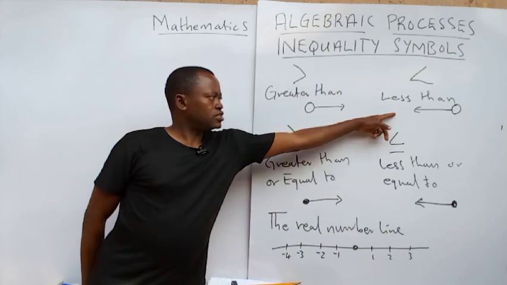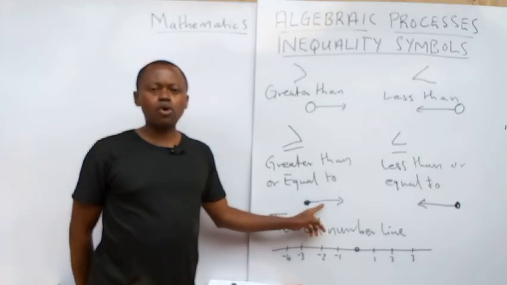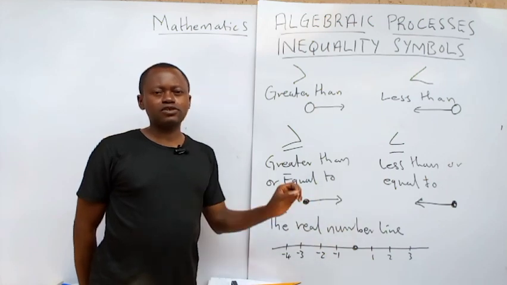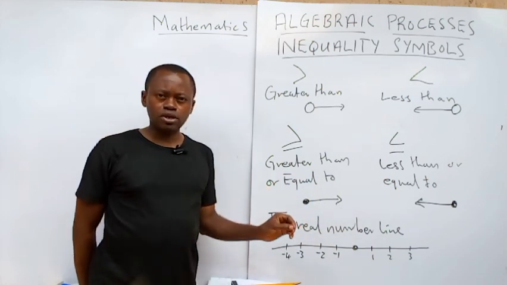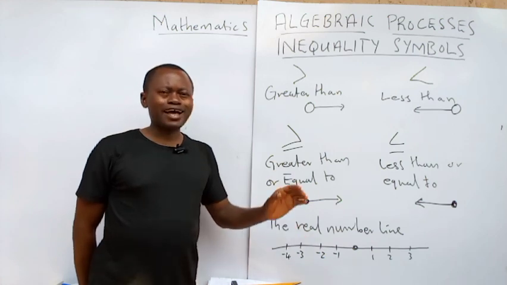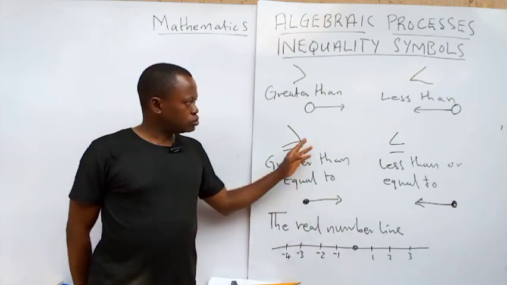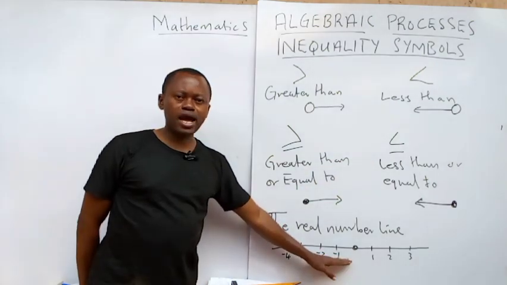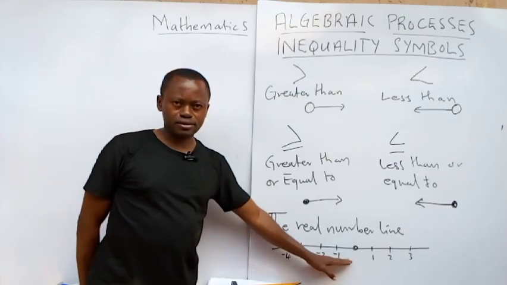These arrows you are seeing here are the arrows that point to the direction where the solution set lies. When we solve an inequality problem, we will obtain a solution. Now, that solution lies in a given direction. So we use these arrows to point to that direction on the real number line where the solution set lies. I'm sure you understood that. Let me take it again.